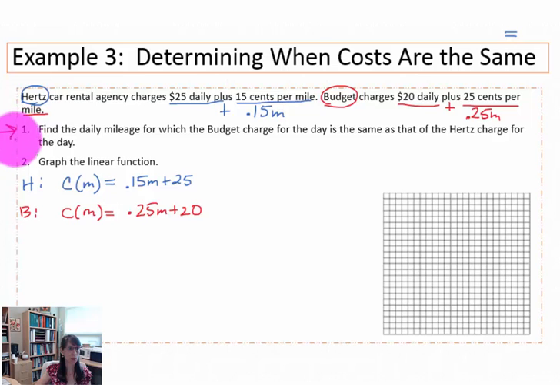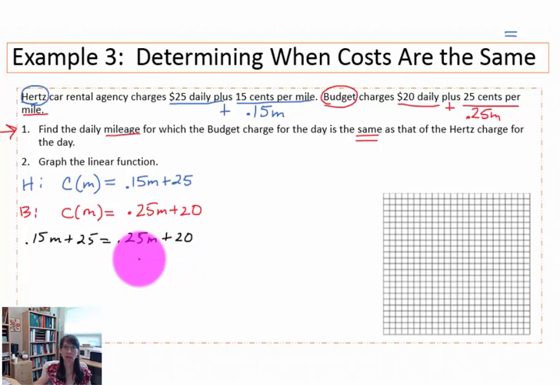Now question 1 says to find the daily mileage for which the budget charge for the day is the same. That means when it is equal to that of Hertz. So we're going to set these two functions equal to each other and solve for M. That would be 0.15 M plus 25 equals 0.25 M plus 20.